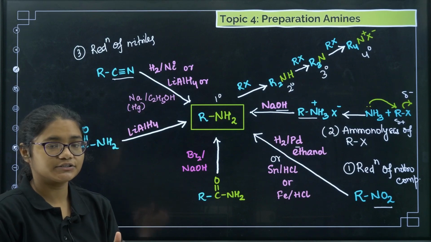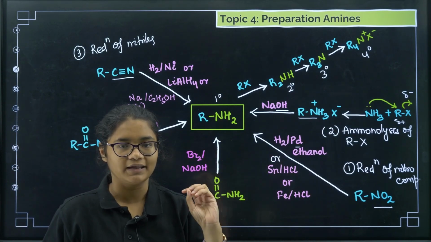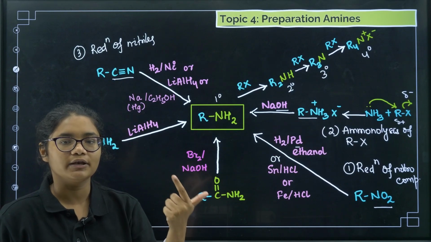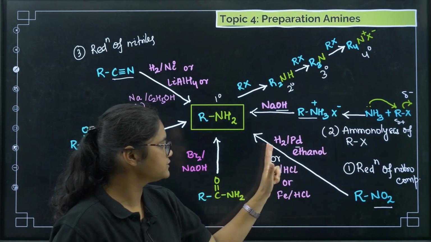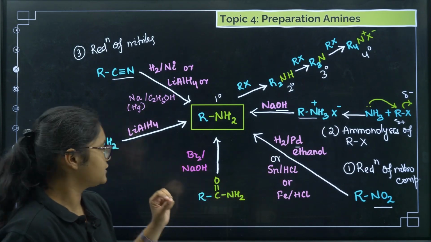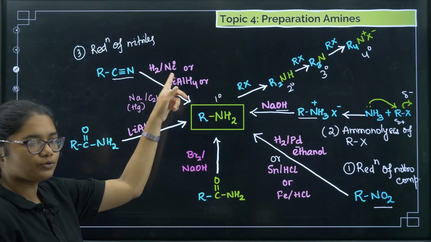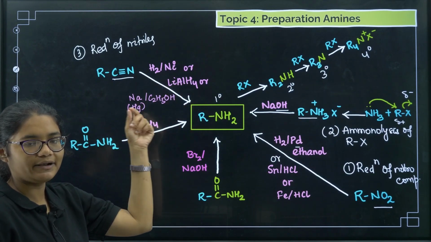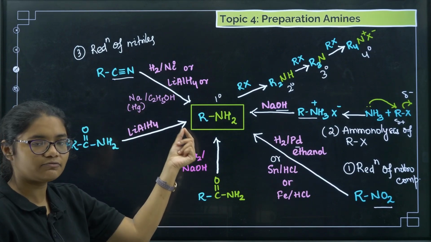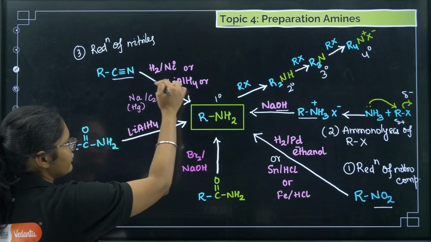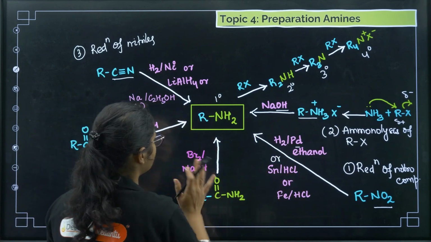Reduction of nitro compounds also had three reagents. First one was Sn/HCl, or you can use Fe/HCl, or you can use hydrogen palladium. Reduction of RCN, again you have three reagents, you have to remember H2 nickel, lithium aluminium hydride, or sodium amalgam in presence of C2H5OH. So here you can remember hydrogen nickel, hydrogen palladium is common to both.